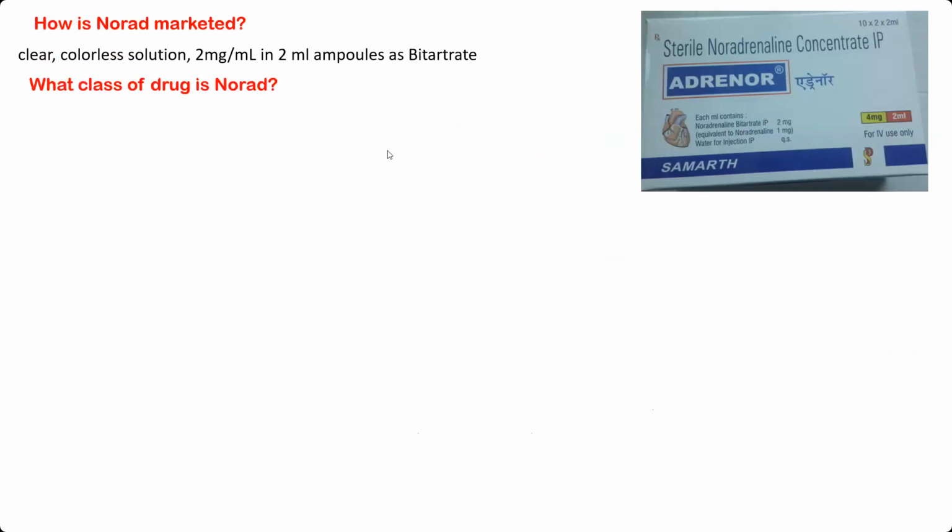So what class of drug is noradrenaline? Inotropes. A naturally occurring, endogenous catecholamine. So the first thing, we classified sympathomimetics as naturally occurring: adrenaline, noradrenaline and dopamine. So you must say whether it is an endogenous or naturally occurring catecholamine, or a synthetic one. What is the dose, what route, and why?